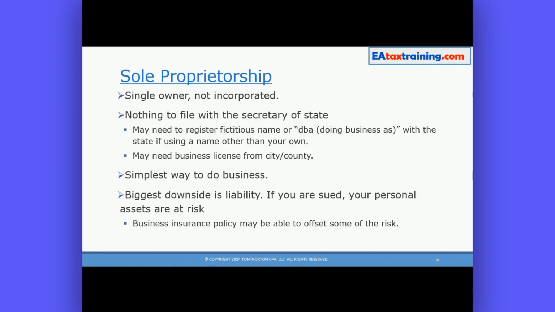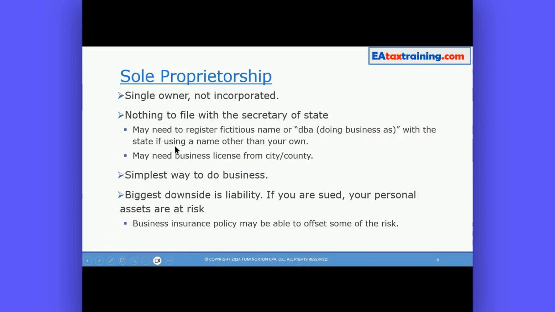So first, sole proprietorship. This is a single owner entity that is not incorporated. So, in other words, you don't go to your Secretary of State's office and file anything. You don't have to file as an LLC or a corporation or anything like that. You can just start doing business.